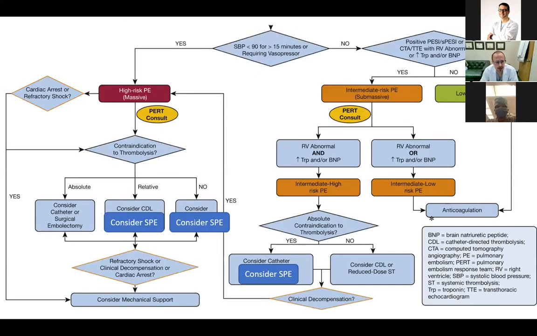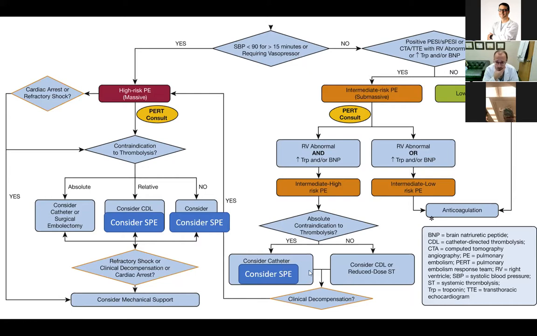We can have the next slide, Jeff. Perfect. So this is an algorithm. It does look a little complicated, but if we focus on the first orange box there, which is the submassive group, and those people that are high risk, so have an abnormal RV and have some degree of elevation of their biomarkers. The next box down is, do they have an absolute contraindication to thrombolysis? If they do, then you could consider either a catheter-directed therapy or surgical pulmonary embolectomy.